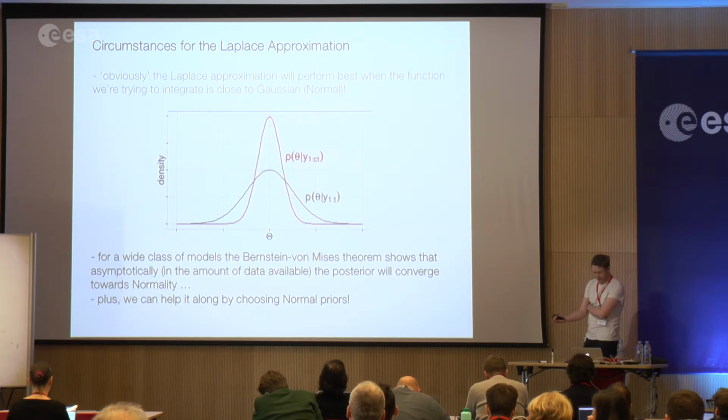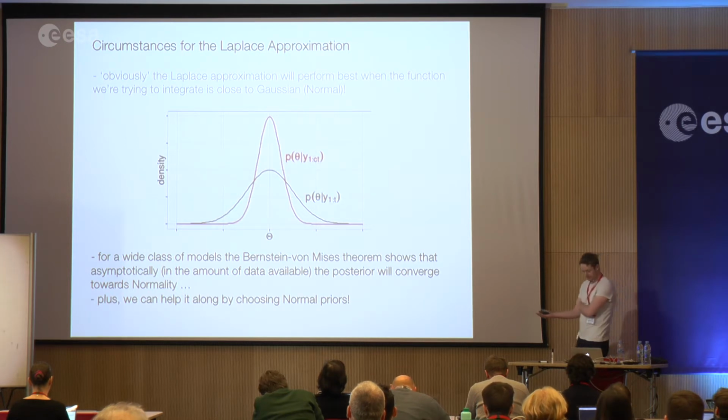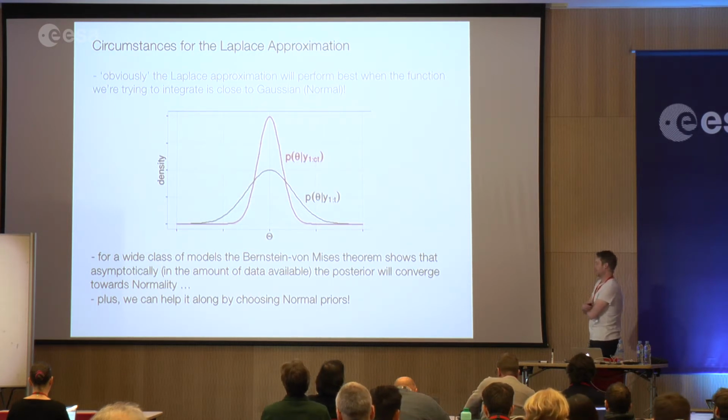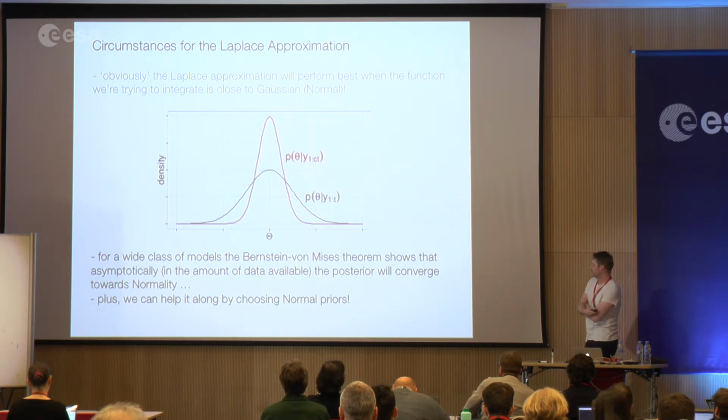Nevertheless, we are lucky because for a wide class of Bayesian models, there's a theorem called the Bernstein-von Mises theorem, which shows that asymptotically, as the amount of data increases, the posterior will tend to converge towards normality. You could imagine this as a central limit theorem for the posterior. Well, that would be sort of an improper way to say it, but that's the effect.